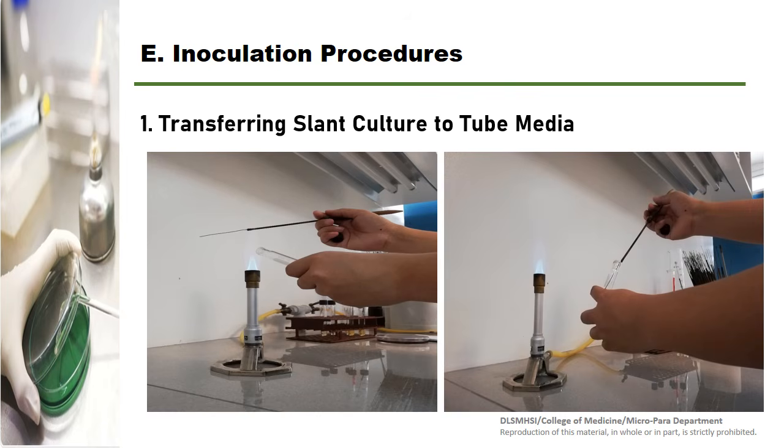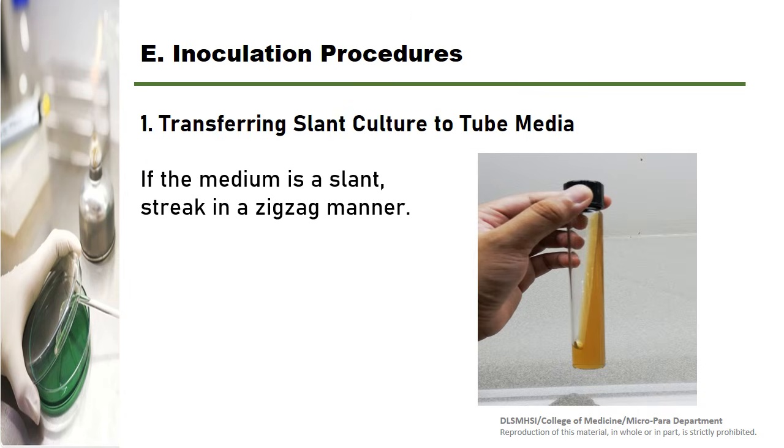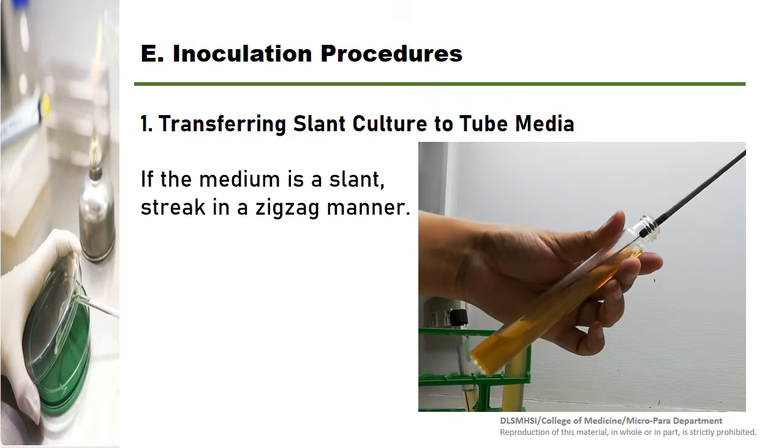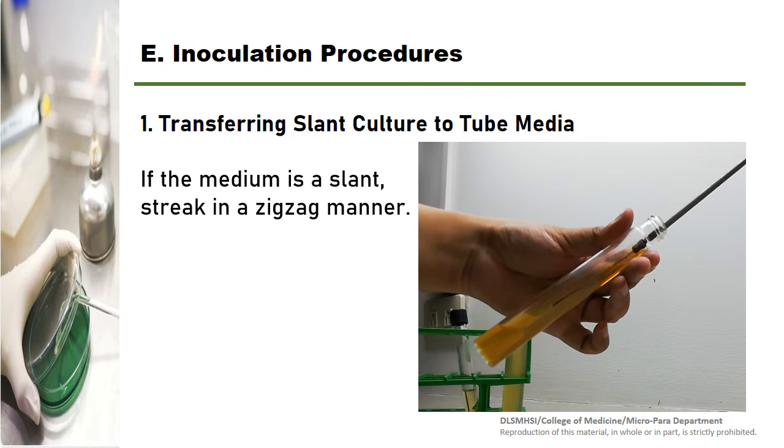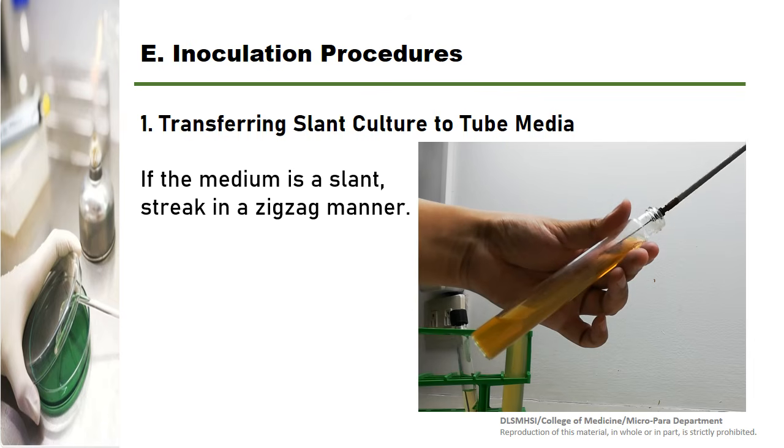Now, you may obtain a small amount of growth from your slant culture, and transfer it to another fresh medium. Now, if you are going to transfer your slant culture to another slant culture, streak it in a zigzag manner. So this is your fresh medium, another slant culture, and you streak it in a zigzag manner.